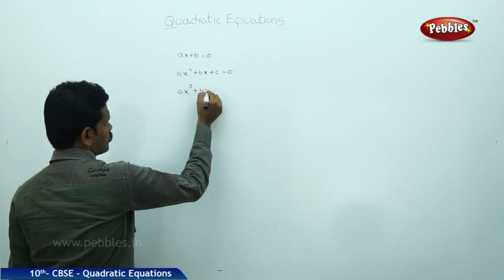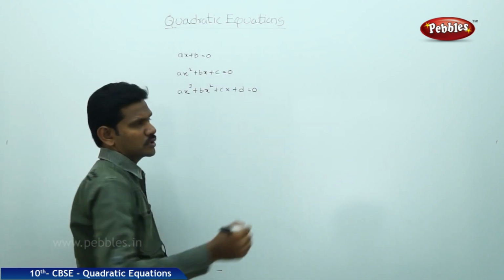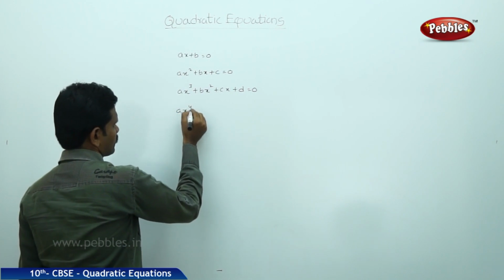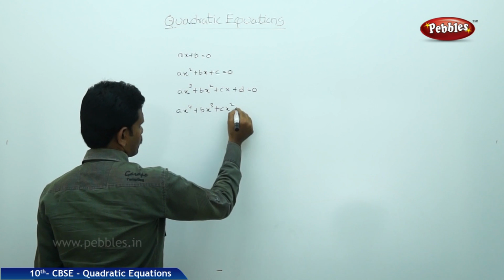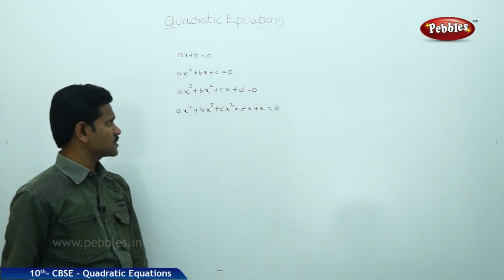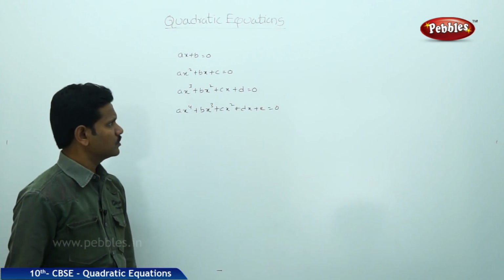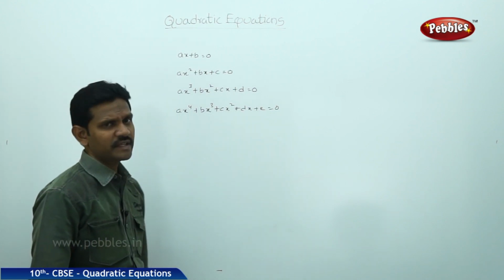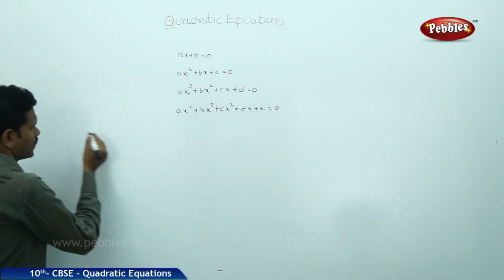Similarly, ax cube plus bx square plus cx plus d is equal to 0 is called a cubic equation, and ax power 4 plus bx cube plus cx square plus dx plus e is equal to 0 is a biquadratic equation of degree 4. Now, in this section, we are discussing quadratic equations and its applications. Okay, now let us see.